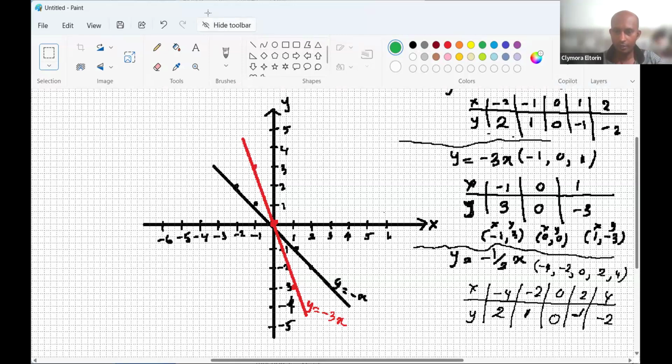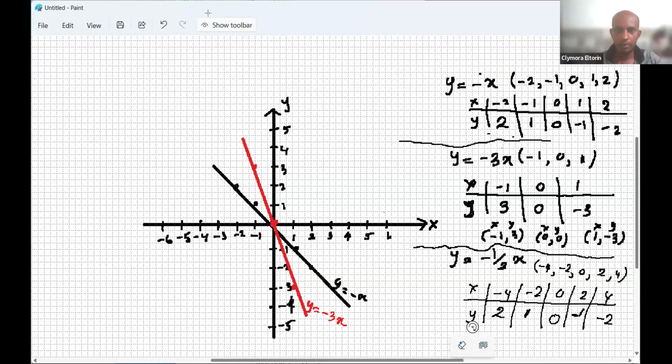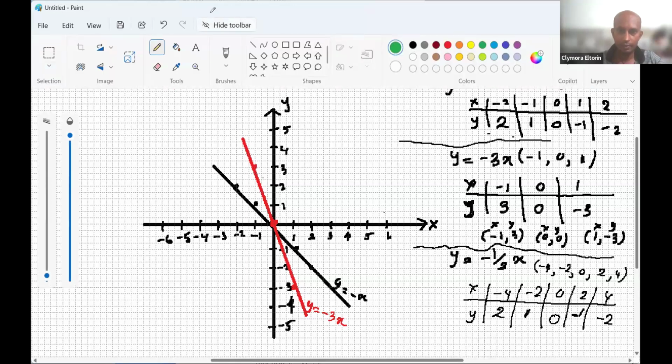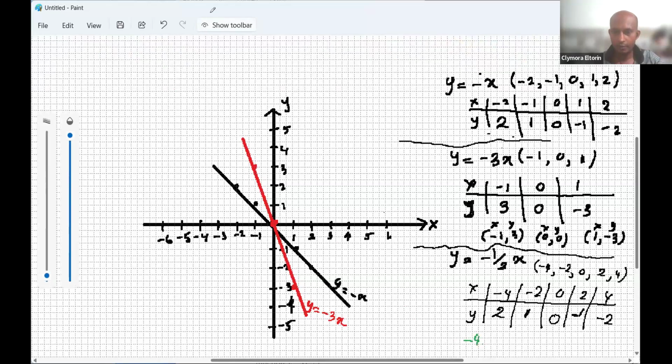What are the ordered pairs here? Minus 4 and 2, this is one of the pairs. Here, minus 2 and 1. In here, 0 and 0. Like that, we can write the ordered pairs. I'm not writing the ordered pairs now. Let's plot them. Let's plot those ordered pairs.